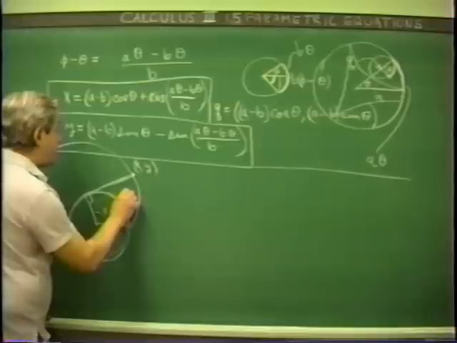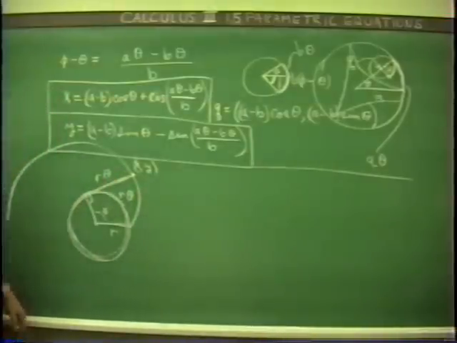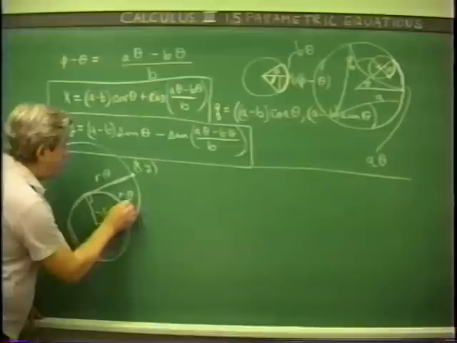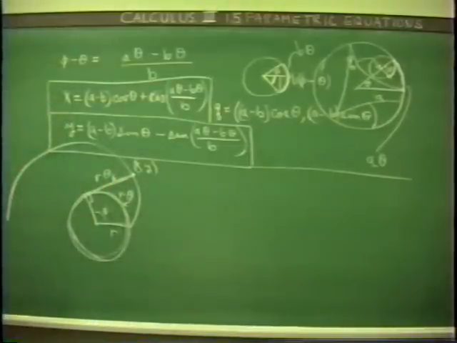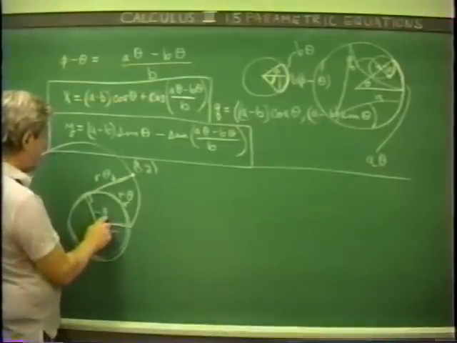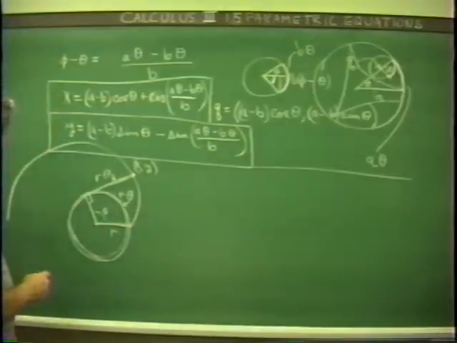If this is the angle theta and this is r, then this length right here is r times theta, as is the length of the unwound string equals r times theta. This length is r times theta, and that length is r times theta. All right, this is the angle theta then.